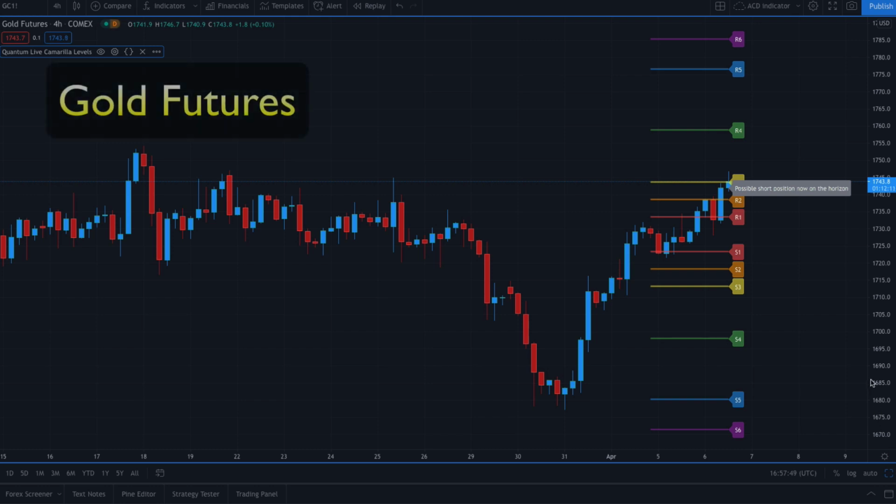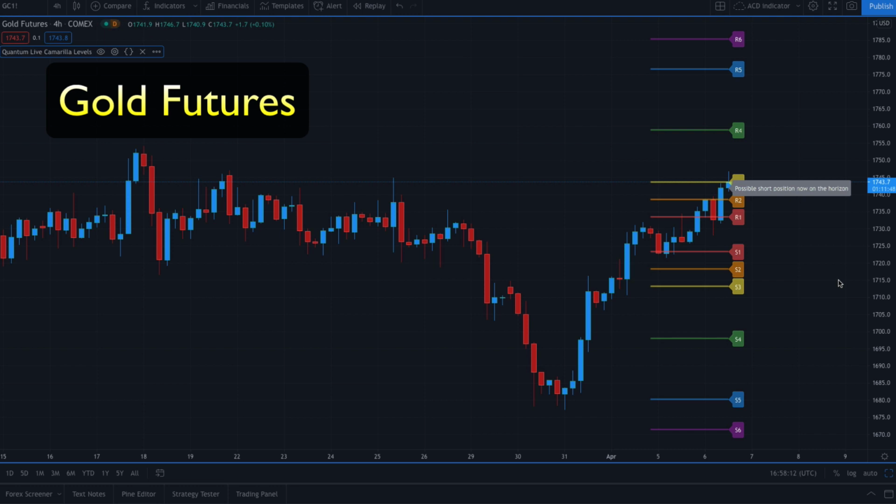So I've gone to the 4-hour chart just to display the full array of levels, from the R6 at the top there, right the way down to the S6 at the bottom. So which are the key levels that you should pay close attention to, and what are the sort of targets that they might deliver?